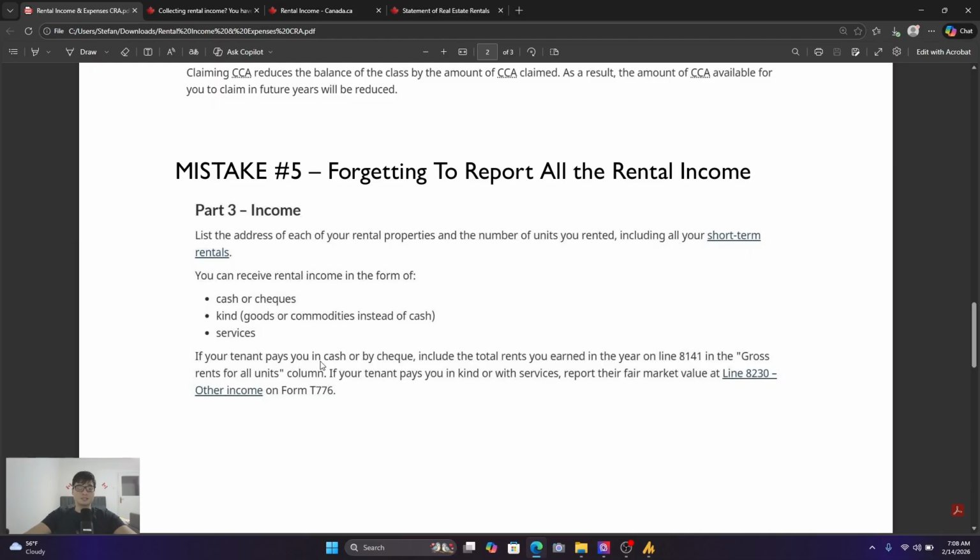So if your tenant pays you in cash, include the total amount. If they pay you with some other service, report their fair market value. So you would look at how much are they usually charging for their marketing service for your business. For example, what would be the fair market value it would charge you? You would add that as income and you would be taxed on that as well. So make sure not to forget all your rental income to be reported.